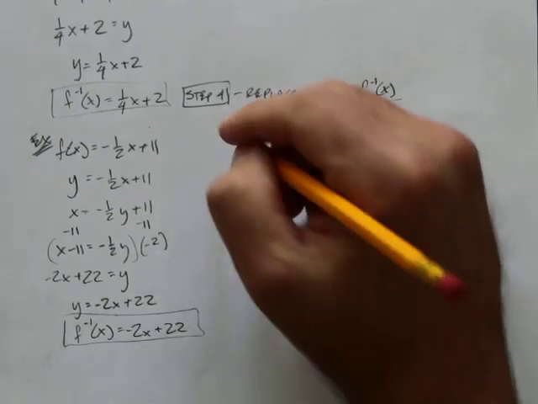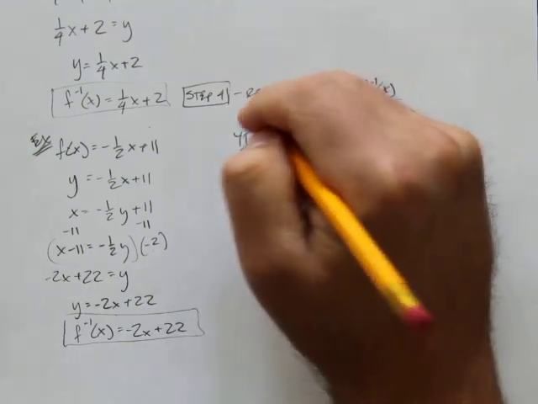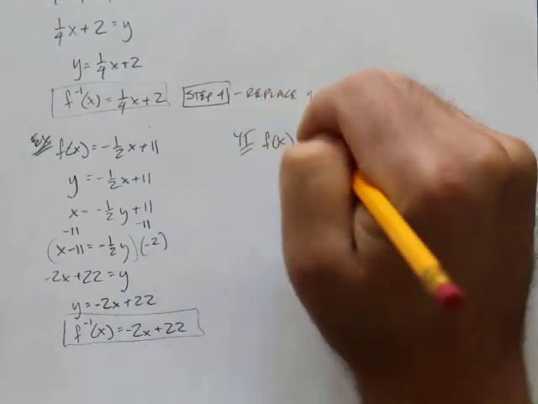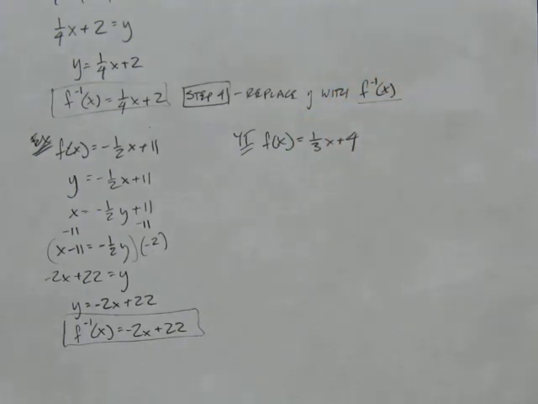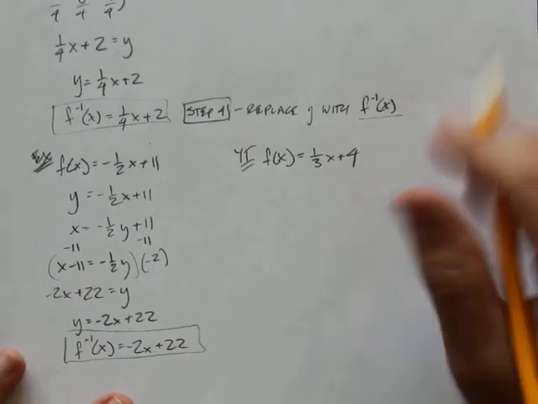All right, you do one now. Follow the steps. f of x equals 1/3 x plus 4. So go ahead and pause, follow the steps, get this one done, go. All right, let's see how you did.